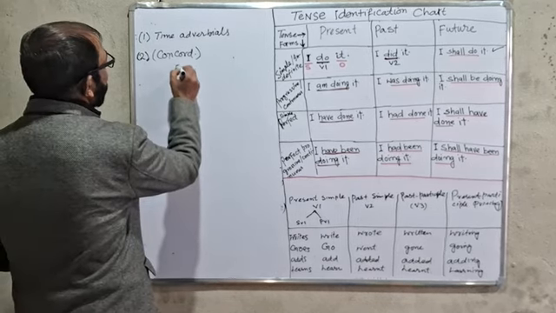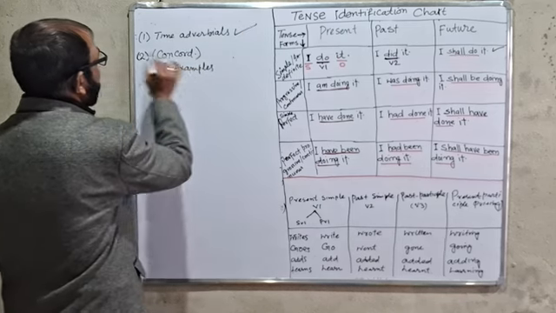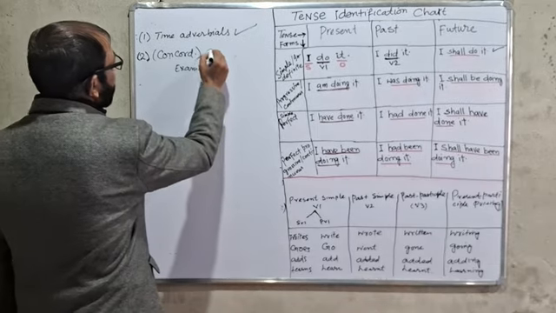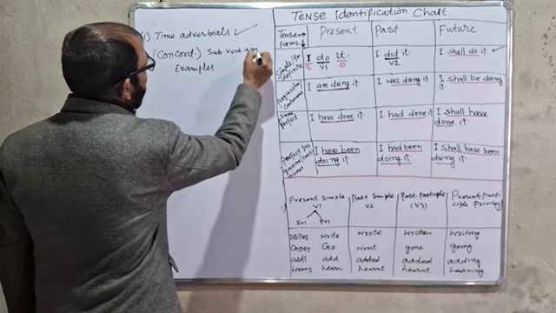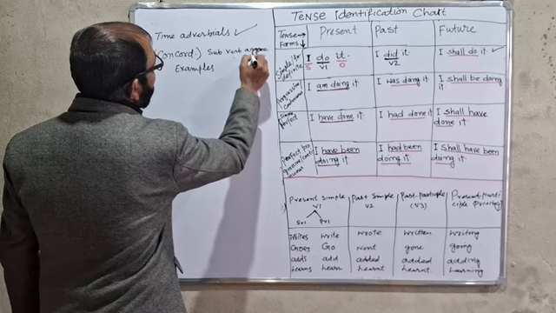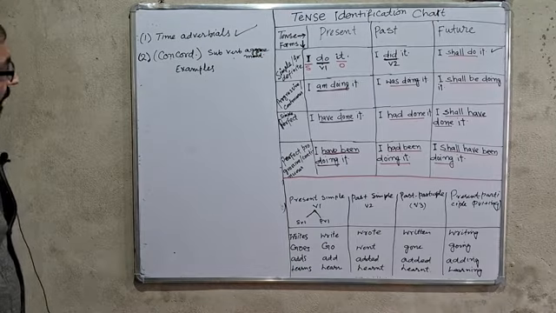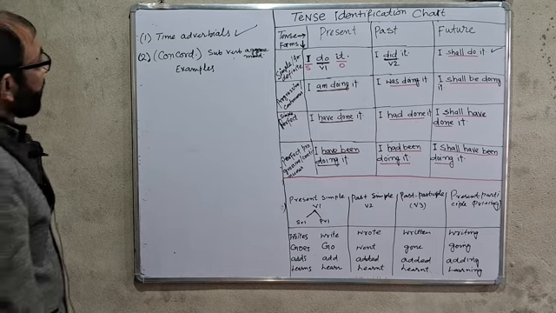Examples. The first one is already done. Number second, concord, or subject-verb agreement. Agreement can also be a deciding factor in deciding the fate of the tense form.